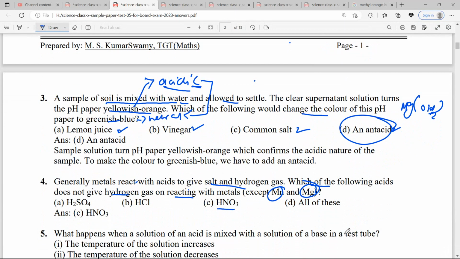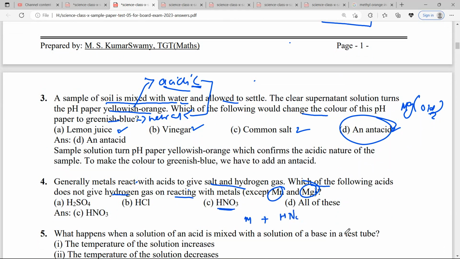Strong oxidizing means, let me tell you, for example, a metal plus HNO3 gives metal nitrate plus hydrogen, it is supposed to give hydrogen. But HNO3 has additional oxygen, it is oxidizing, so it will give additional oxygen to the hydrogen and make it water. So only with nitric acid, the metals will not give hydrogen, instead they will give water. So the answer is nitric acid.